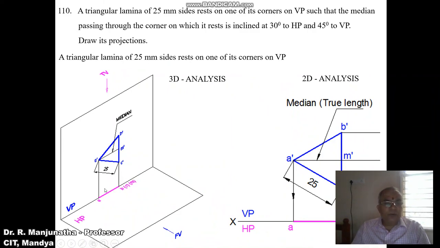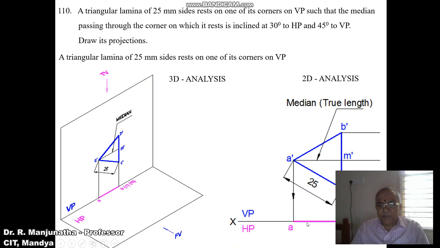As we look from the top view, all the sides are parallel to VP, so you are getting the true shape in the vertical plane. And when you look from the front view, we can see all the points A dash, B dash, C dash, and M dash. But when you look from the top view, AB is near to the observer, so AB is visible. C and M are away from the observer, so C and M are in bracket. So that is what we have shown here.